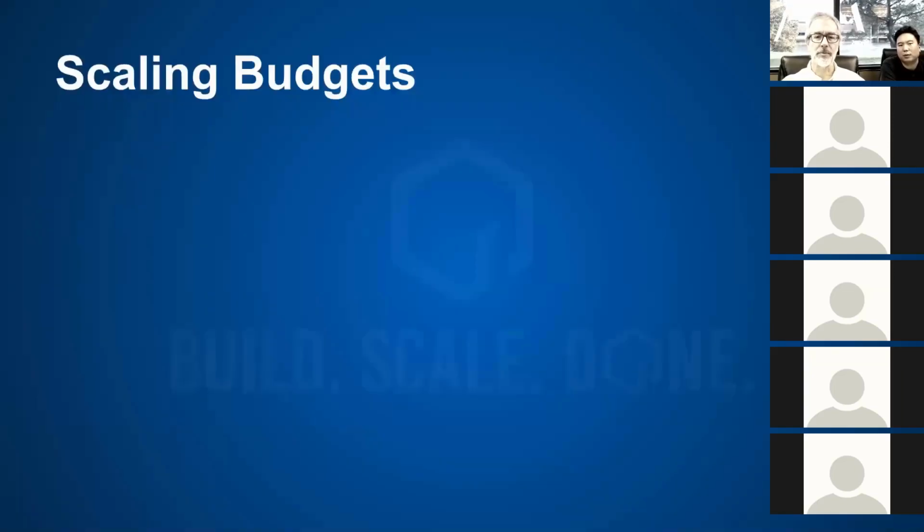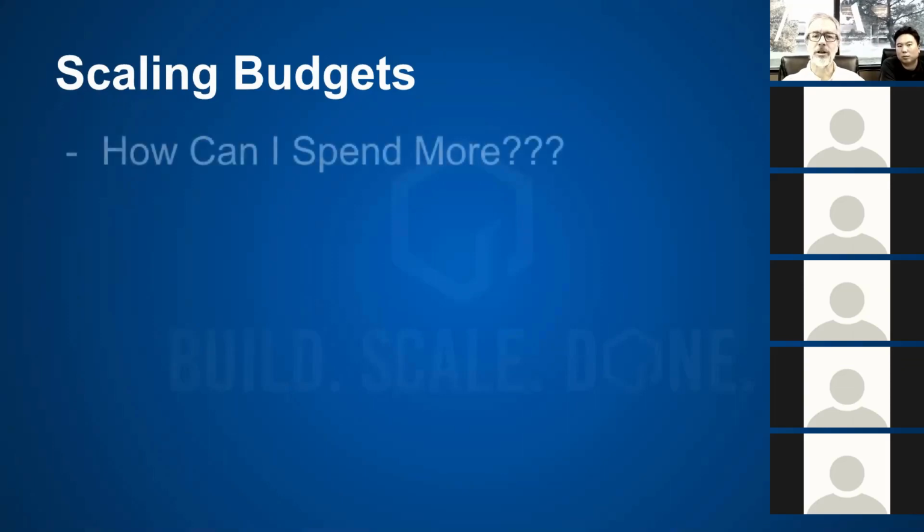We wanted to talk about scaling budgets. So the core question here is, how can I spend more money on Facebook? Well, that's super easy, right? Just ramp up your budgets. Don't worry about whether or not it converts. No, we are worried about that. We always want to have the tail end of that question be, how can I spend more money and still have an awesome ROI or ROAS?